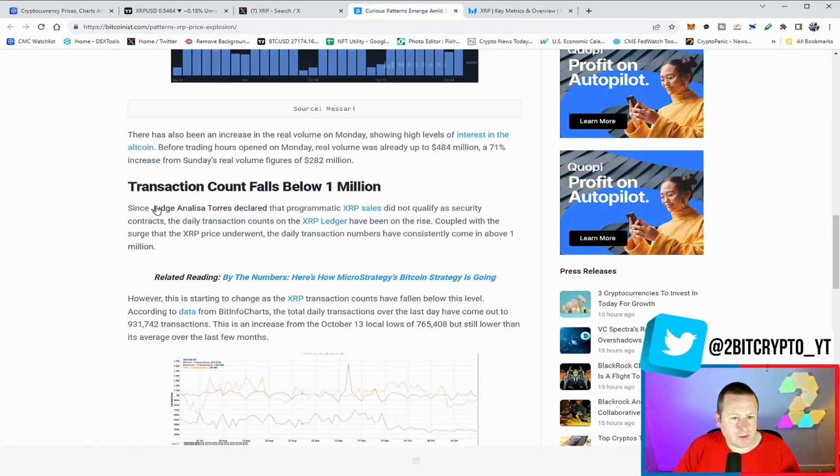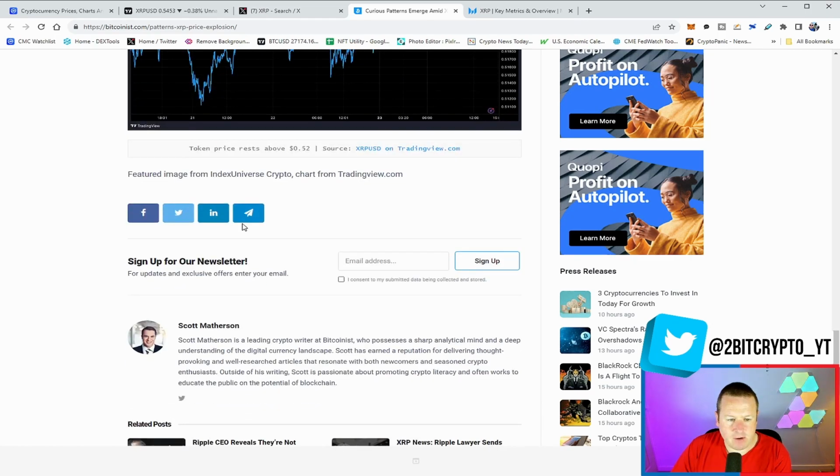Since Judge Analisa Torres declared the programmatic XRP sales did not qualify as security contracts, the daily transaction counts on the XRP ledger have been on the rise, coupled with the surge that the XRP price underwent. And I've talked about the XRP ledger as being the fundamental driver of why XRP will be a massive success in the future. There is more and more coming. They are moving and testing liquidity moves, and I think it won't be long until we see financial institutions. Bear that in mind. Judge Analisa Torres declared programmatic XRP sales did not qualify as a security contract, and I think that's obviously very, very important.